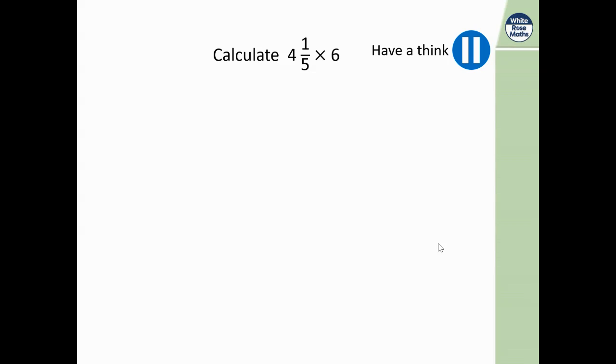So pause the video now and have a try at that. Okay, if you're watching this now and you've had a try, so let's go through both methods. But first, we'll do the whole number version first. So 4 times 6, of course, is 24. We'll keep that there, and we'll remember that for later.